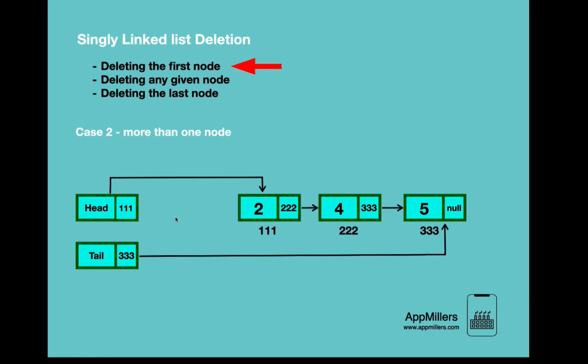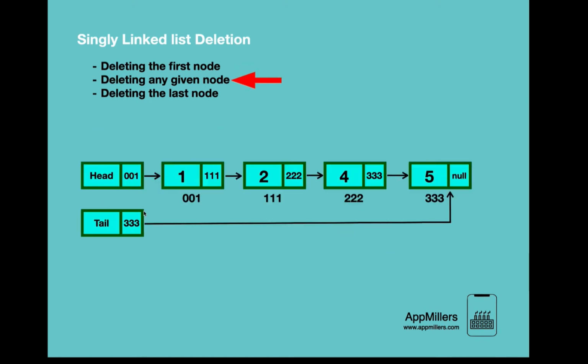Now let's continue to the next case, in which we are deleting a node from any given location. Here we rely on a loop, and by using the loop we need to find the node which is before the node that we want to delete. Let's say we want to delete node 3, which has the value of 4. We have to traverse from the first node to the second and stop there. Then we need to update the reference of the second node to the fourth node, which is 5. By doing this, we are breaking the connection between the second node and the third node and the fourth node.